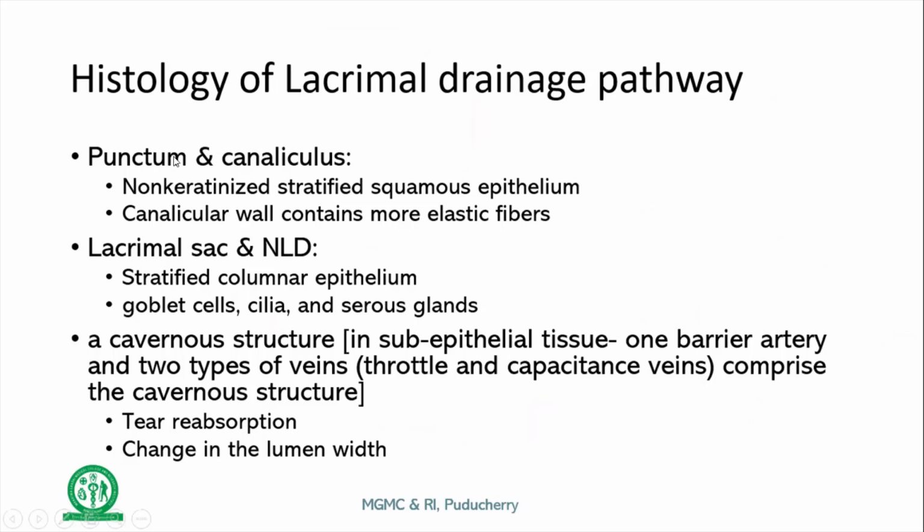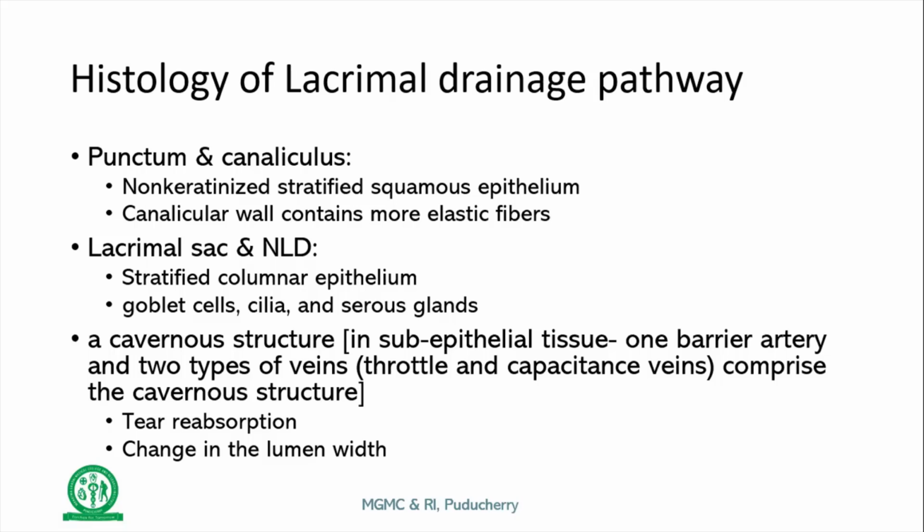Now we need to understand that the canaliculus and the punctum are lined by stratified squamous epithelium, and the canalicular wall has more elastic fibers, which help in the change in the size of this canaliculus. It can shrink or it can expand. In the same way, in the sac and the NLD, we have stratified columnar epithelium. There is a change in the epithelium from squamous to columnar. It has lots of cilia, and there are lots of goblet cells and serous glands as well. These goblet cells secrete a lot of mucus, which also helps in preventing microorganisms from entering in a retrograde fashion from the nose. The cilia allow only one-way transport of the lacrimal drainage from superior to inferior direction.